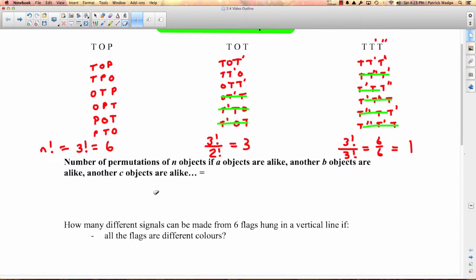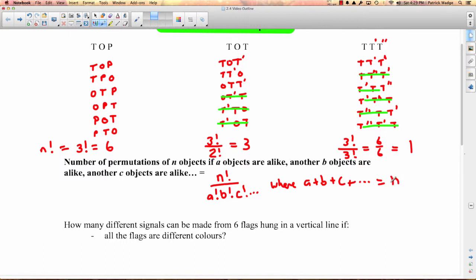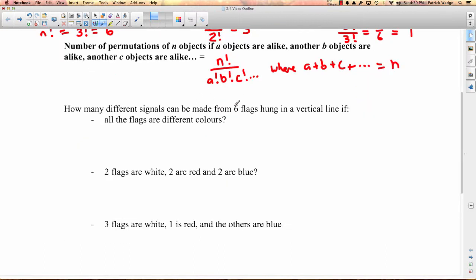The way you get it is you do the following equation. You do n factorial, right? In each case, there were 3 things we started with, and we put 3 factorial, 3 factorial, 3 factorial. So n factorial, but then you divide by a factorial times b factorial times c factorial, dot, dot, dot, because there could be d and e and f and all that kind of stuff, where a plus b plus c plus dot dot dot equals n. That's the formula.